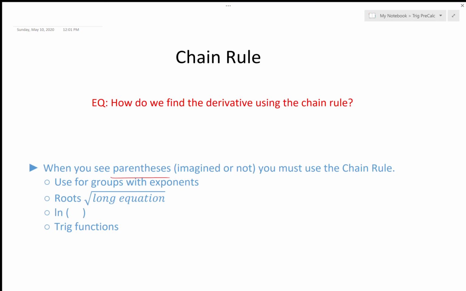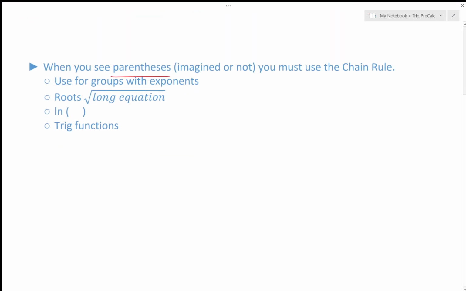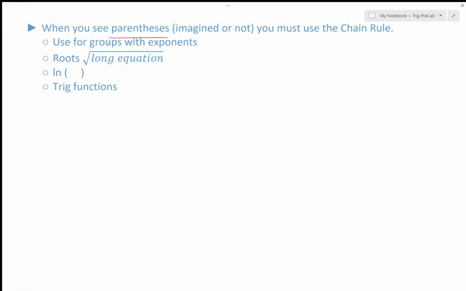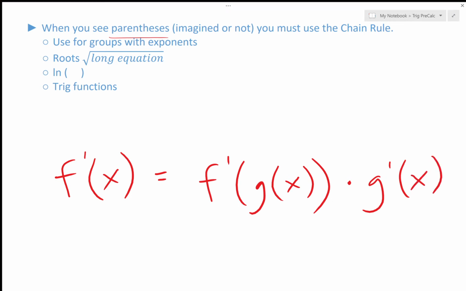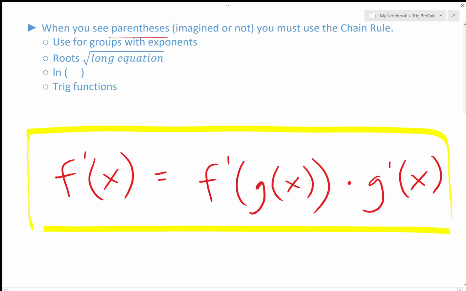Now the actual chain rule itself, let's see. Using the chain rule, the derivative is f prime of g of x times g prime of x. I'll highlight this just like before when we did product rule and quotient rule. There's a pattern to follow.